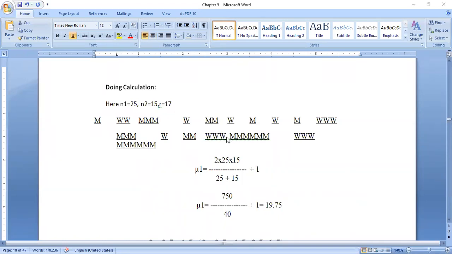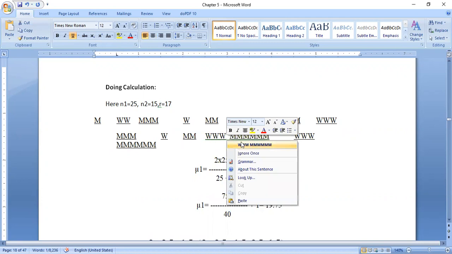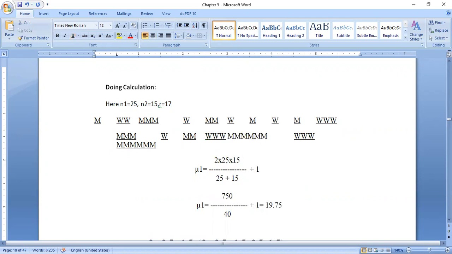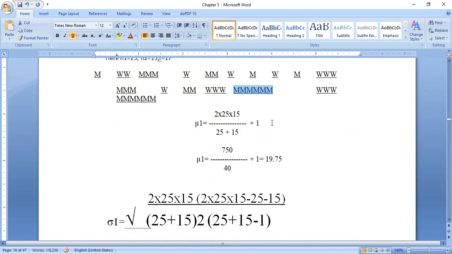Okay, so now you count, there are 17 runs here. All these runs are underlined. So underlined, we call it 17 runs. Then we are going to apply the first formula.